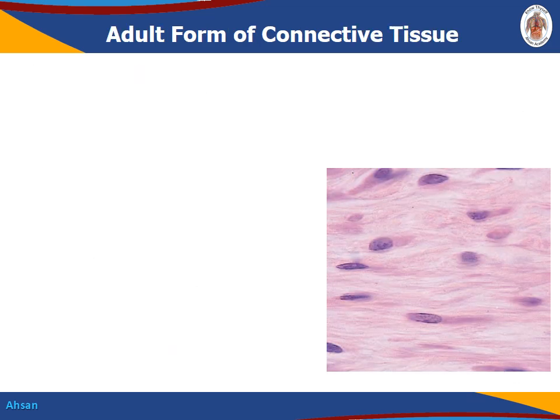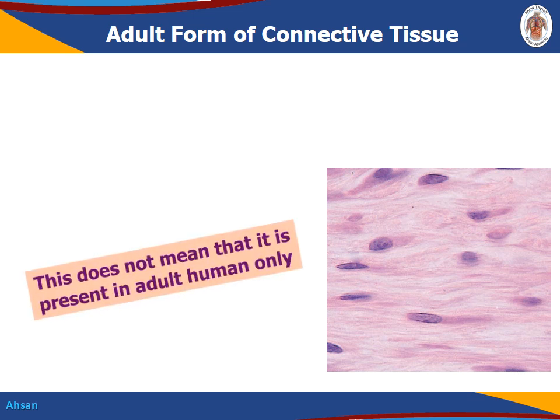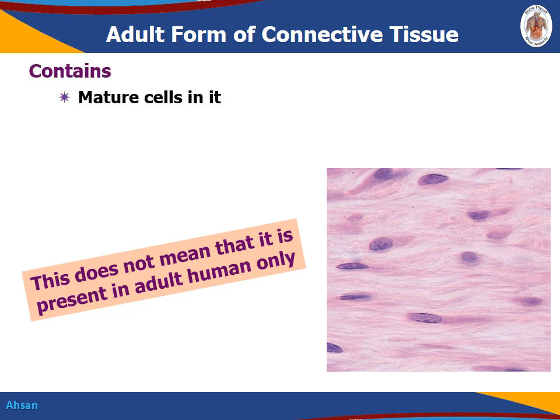Adult form of connective tissue. This adult form of connective tissue, the terminology doesn't mean that it is present in the adult human only. Actually, it contains the mature cell in it, and these mature cells in connective tissue are mainly the fibroblast.